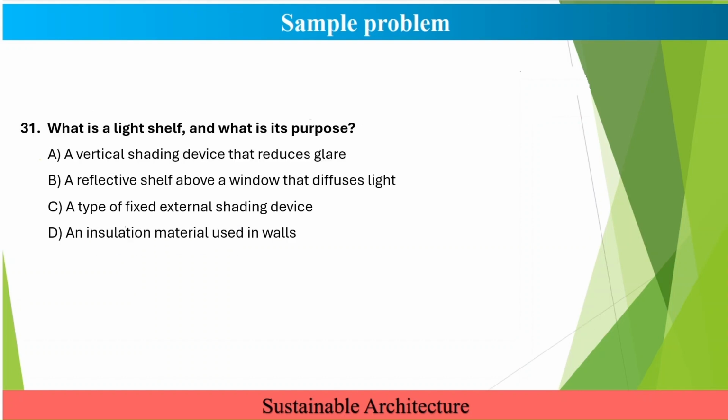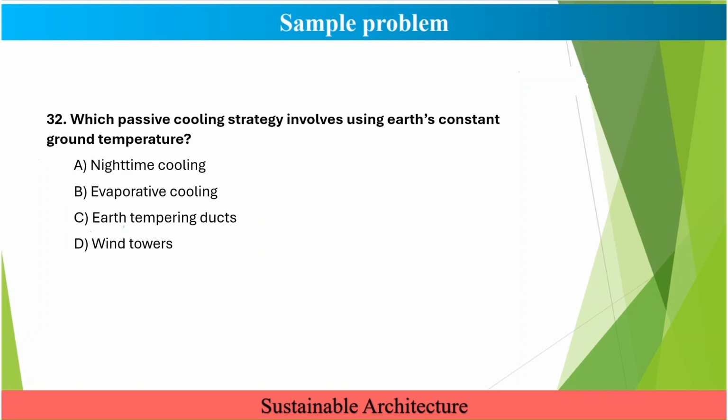What is a light shelf, and what is its purpose? Option B, reflective shelf above a window that diffuses light. Yeah, B. Okay, and it is clear the purpose of a light shelf. So we can move to question number 32. Here is question number 32.